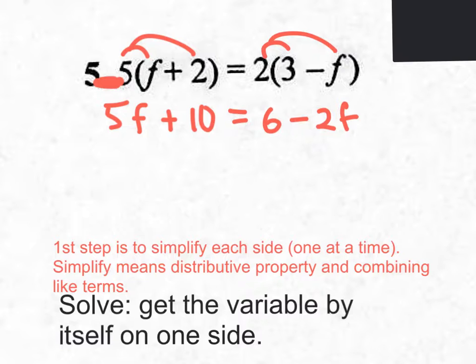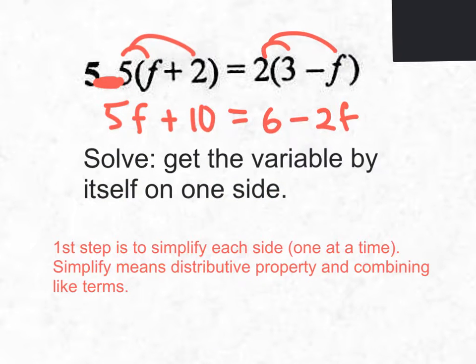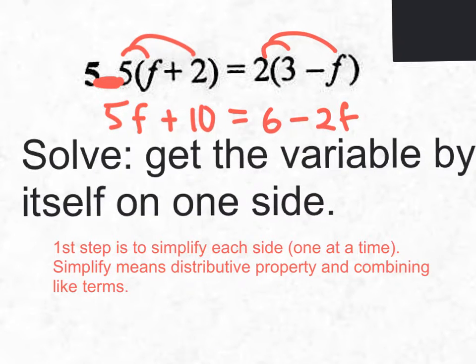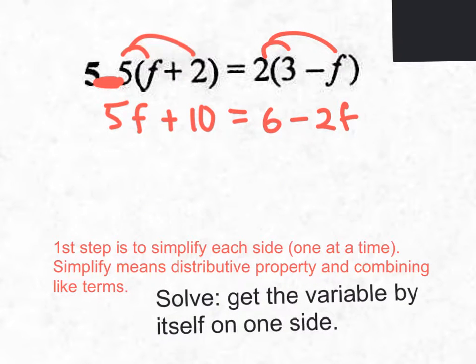There is nothing else to do on the left or right side. You can't combine like terms here, you can't combine like terms there. It's simplified. So now what we have to do is get the f by itself on one side. This is the second portion I'm talking about, the solving part, to get the variable by itself on one side. Okay? Now, what does that mean? You have the f on the left side of the equal sign. You also have an f on the right side of the equal sign. So what you want to do is get both f's to one side. You don't want them on both sides.